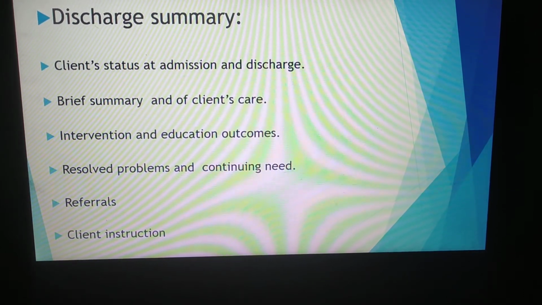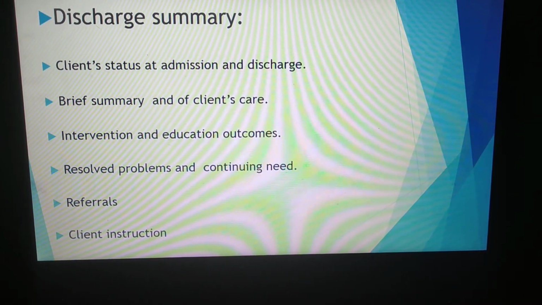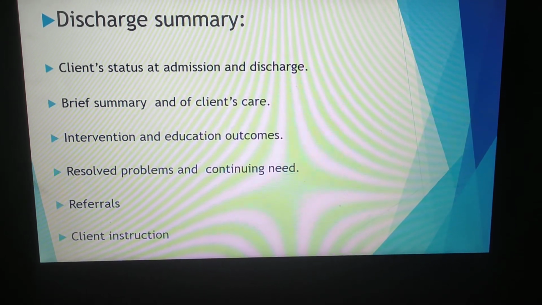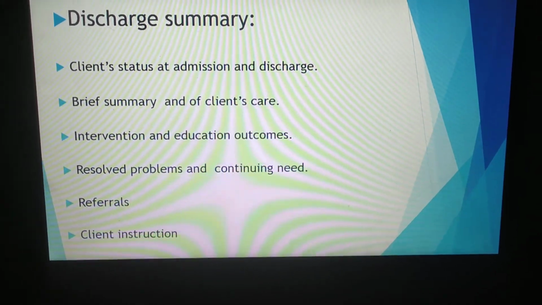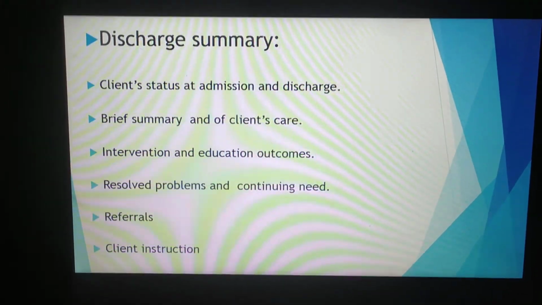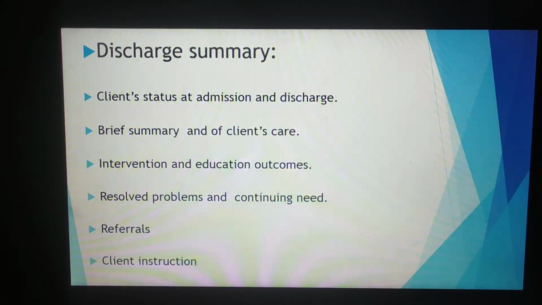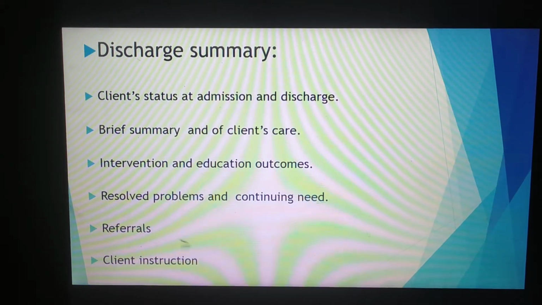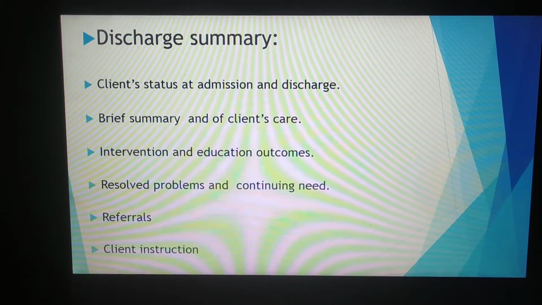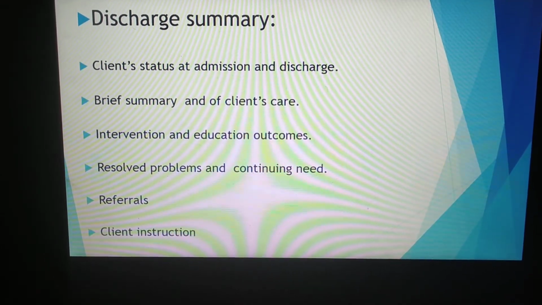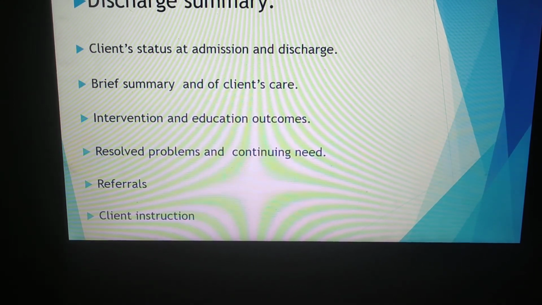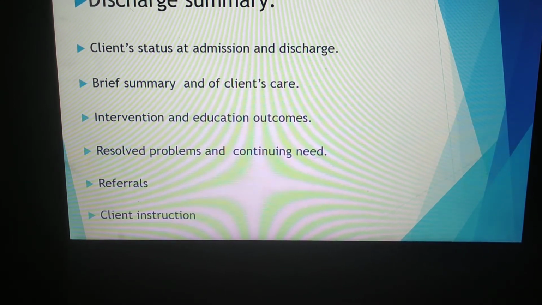The discharge summary includes the client's status at admission and discharge, a brief summary of the client's care, interventions and education outcomes, resolved problems and continuing needs, and what referrals have been made for the client. That should be maintained clearly, along with the instructions given by the nurse on what to follow even after discharge from the hospital.